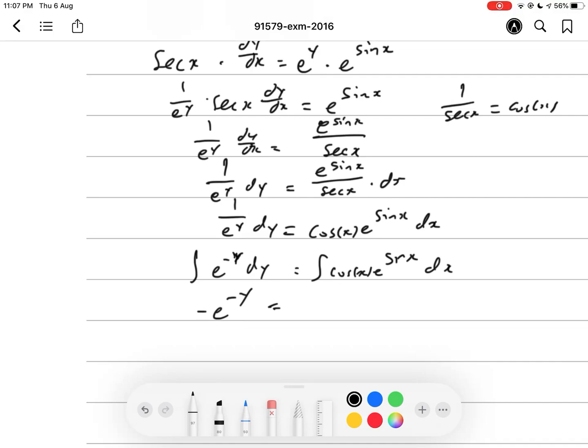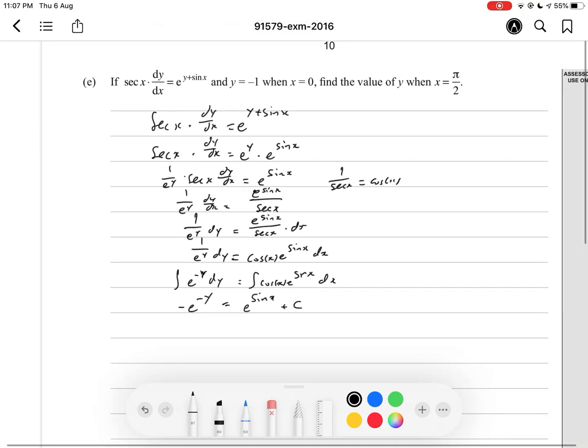Alright, so we know that the derivative of sine x is cos x. So we had e to the power sine x, and the derivative of e to the power sine x is cos of x, because we multiply by the derivative of the power times e to the power sine x. So this is simply equal to e to the power of sine x plus c.